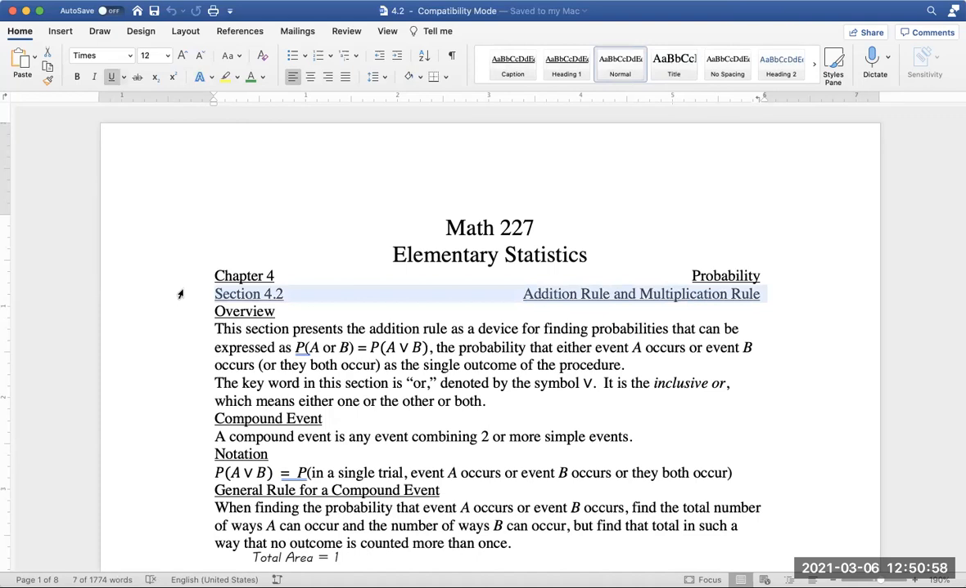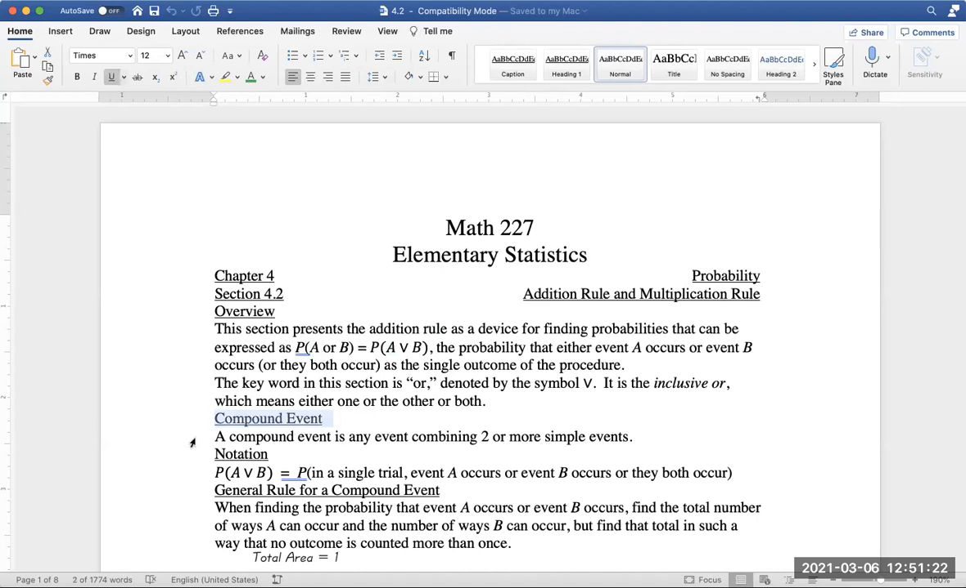So the addition rule should look very familiar. We just did it like 10 minutes ago. So in this section we're going to be looking at things involving the probability of A or B, the probability that event A occurs or event B occurs.